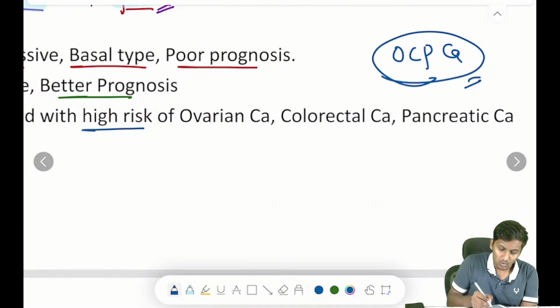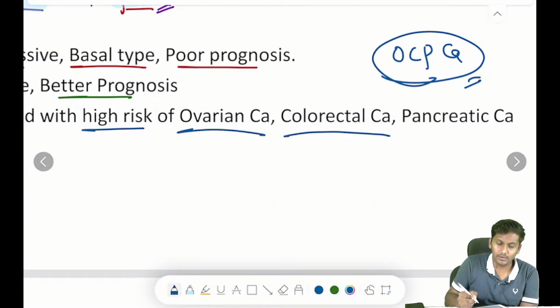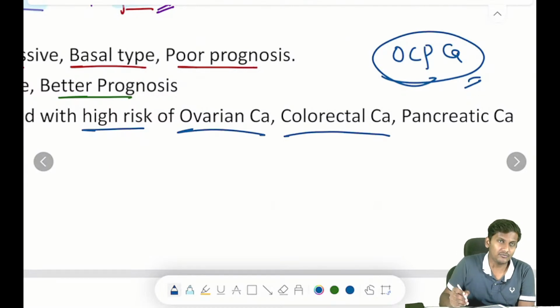What is this OCP cancer? O goes for ovarian cancer. C goes for the colorectal cancer. And the P, there are two P's which you have to remember.